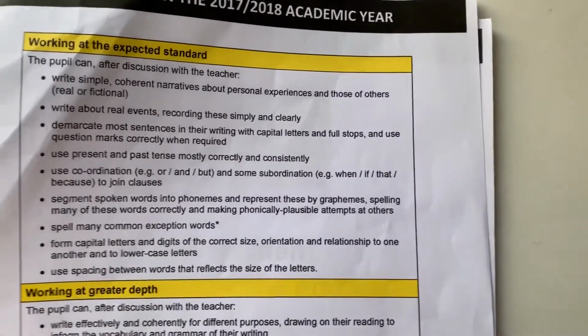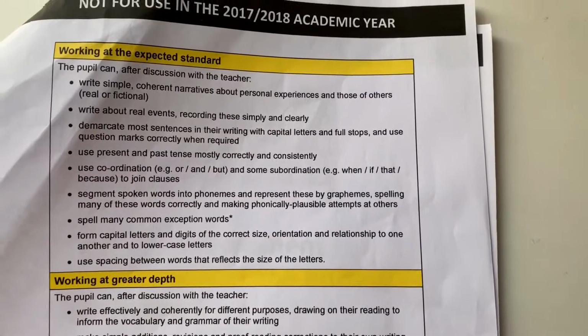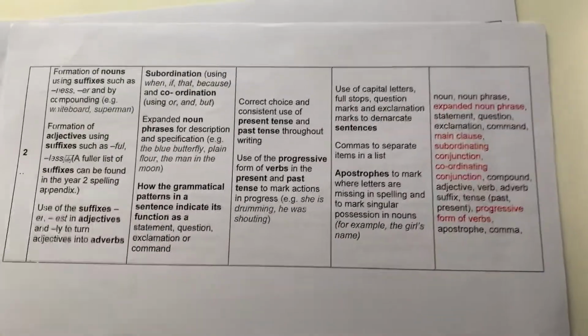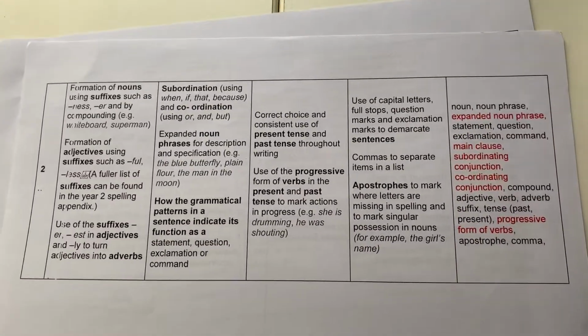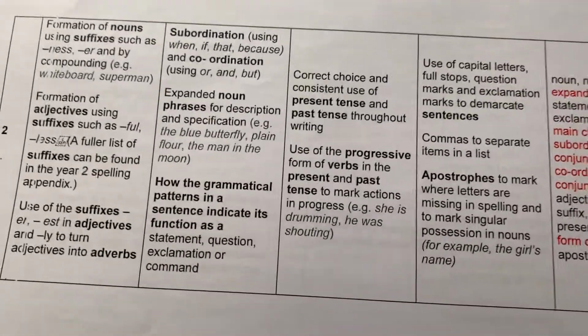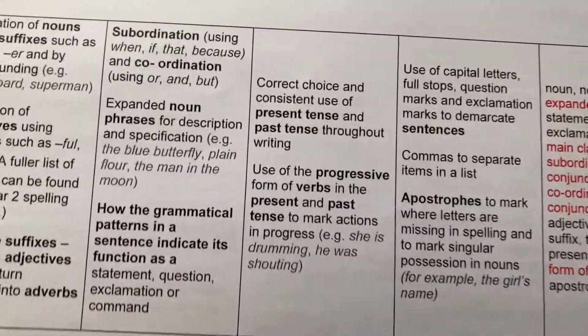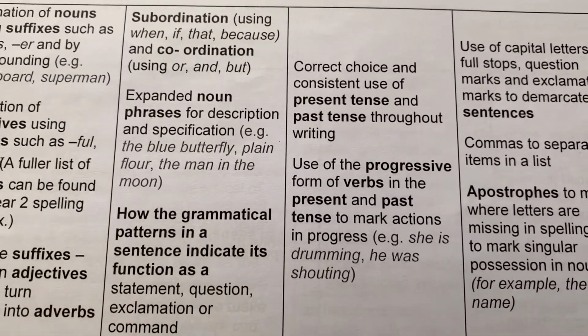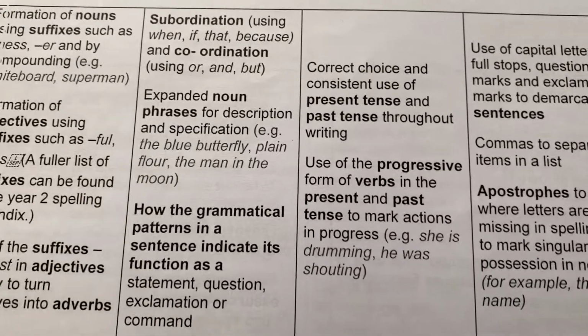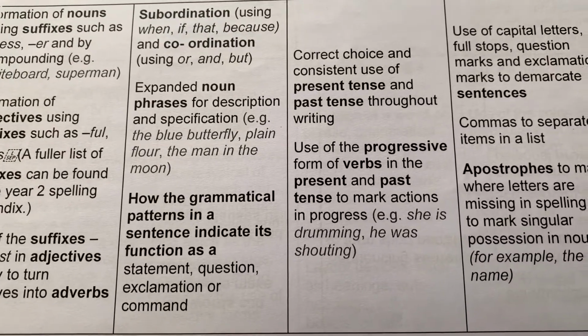Now, the other 2 statements that make up coherence aren't actually featured in the assessment framework, but they are in the curriculum. And this is Appendix 2 from the National Curriculum, Vocabulary, Grammar and Punctuation. If you have a look carefully at that, you will see that in the second column, your sentence level aspects, you've got expanded noun phrases for description and specification. That is one of the elements of coherence, that children have provided detail for the reader to help them make sense of a piece of writing.